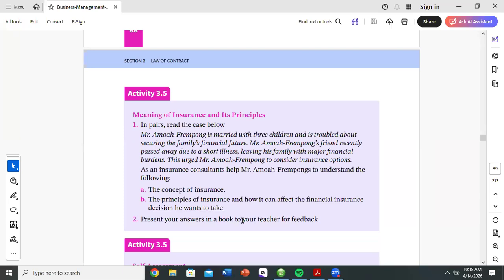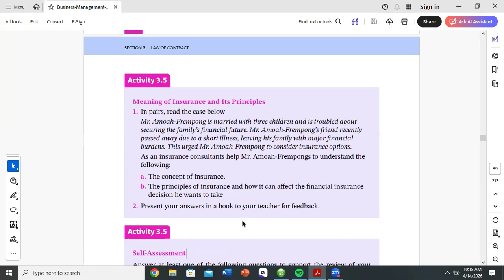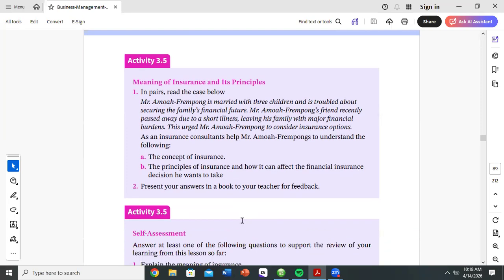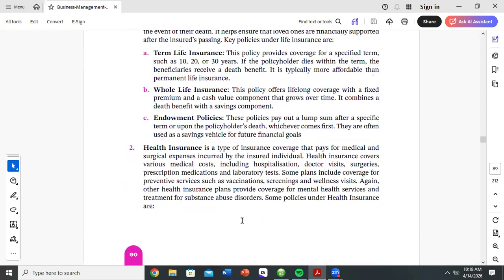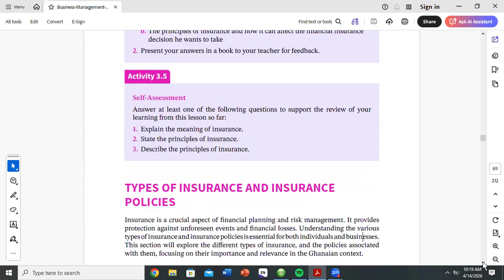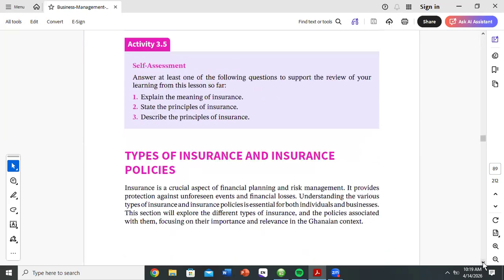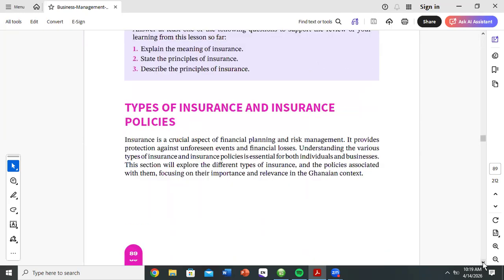Okay. So it's more or less like explaining the principles of insurance to Mr. Amwa Frimpong. I'm not Frimpong, but the features mentioned here, I think I share it. Okay. Then the types of insurance. So I think here I'll take my time for us to go through the last time. The other group did well, but let's appreciate what is stipulated in the manual.